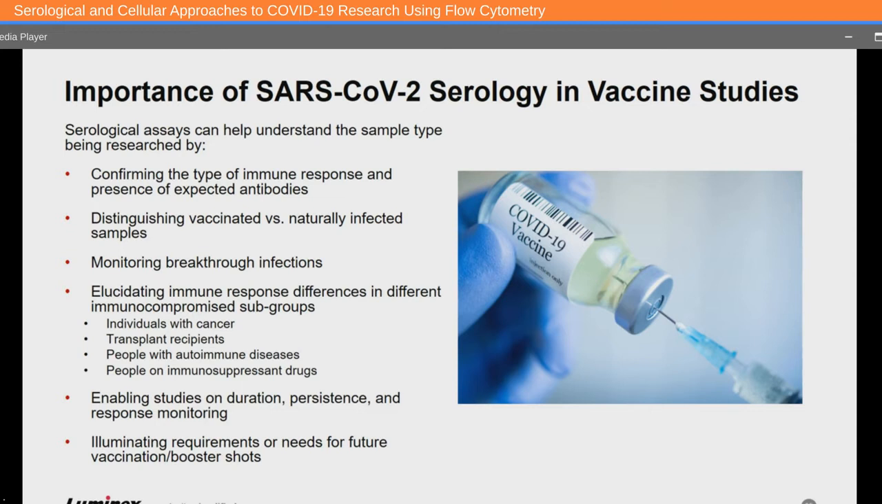This includes individuals with cancer, transplant recipients, people with autoimmune diseases, and people on immunosuppressant drugs. In many of these studies, elucidating the duration, persistence, and response is very important to understand general trends. These studies are also very important in illuminating requirements or needs for future vaccination or booster shots.